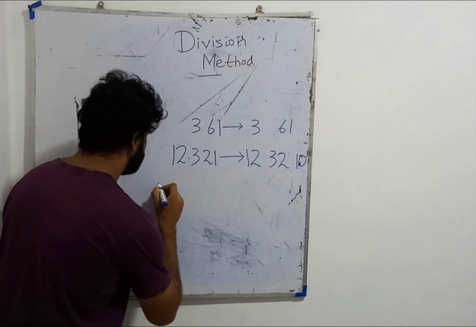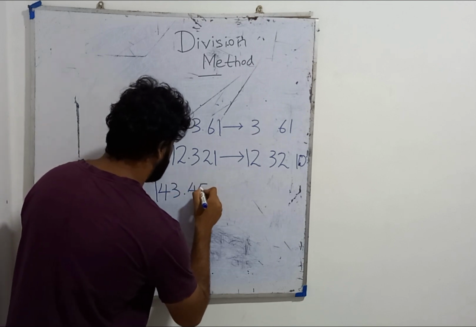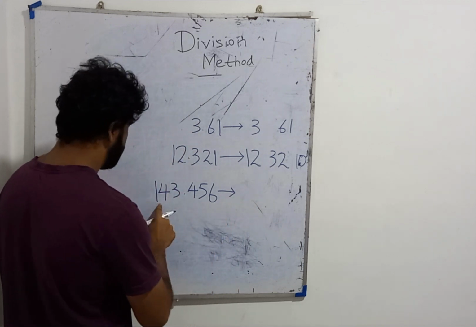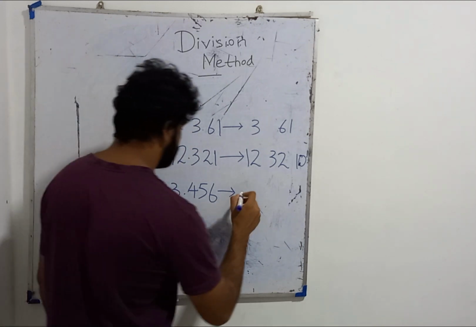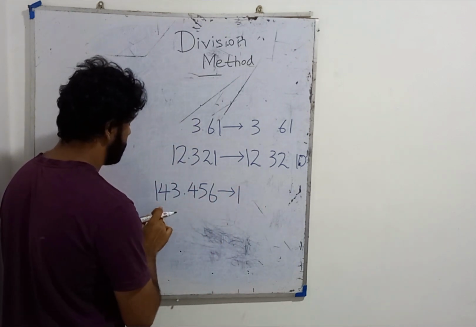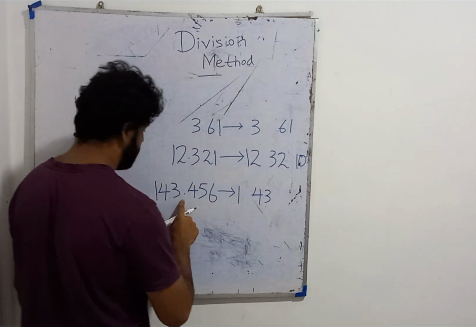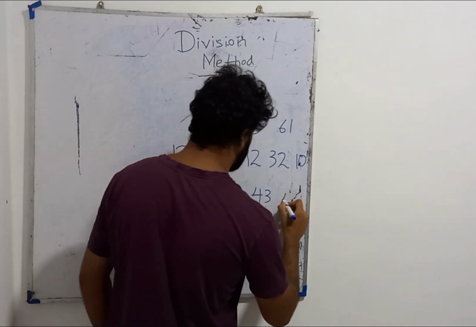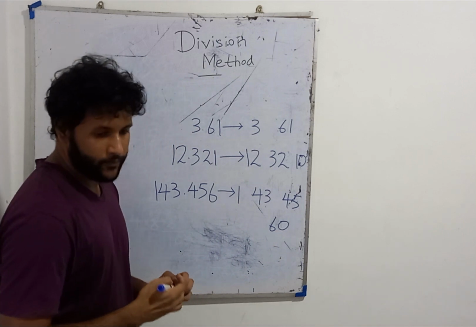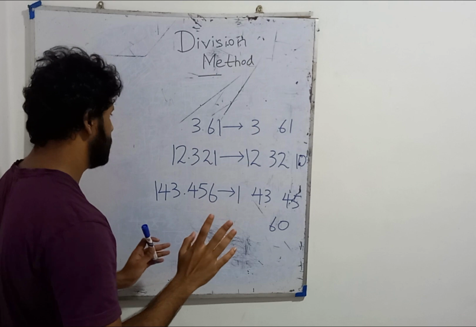Then 143.456. How do you separate this one? Look at the numbers before the decimal point. First separate 1, then 43. After the decimal point, separate 45, and then write 60. This is how you separate decimal numbers, or whatever numbers you are given.